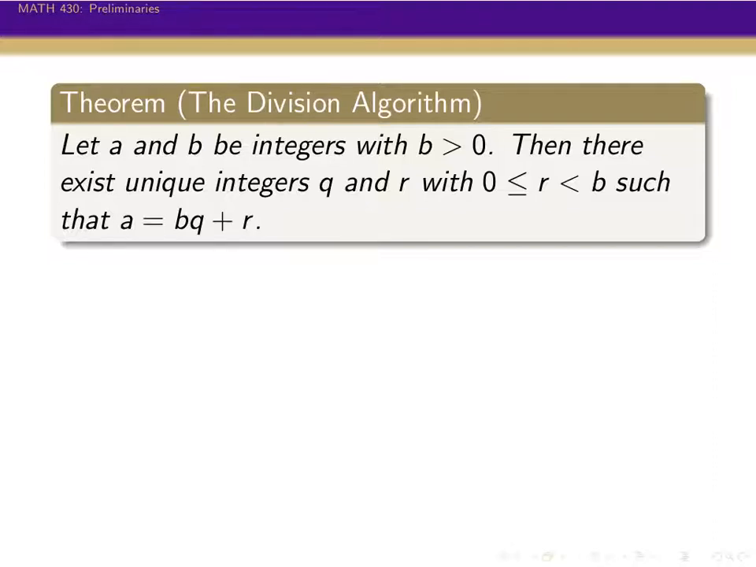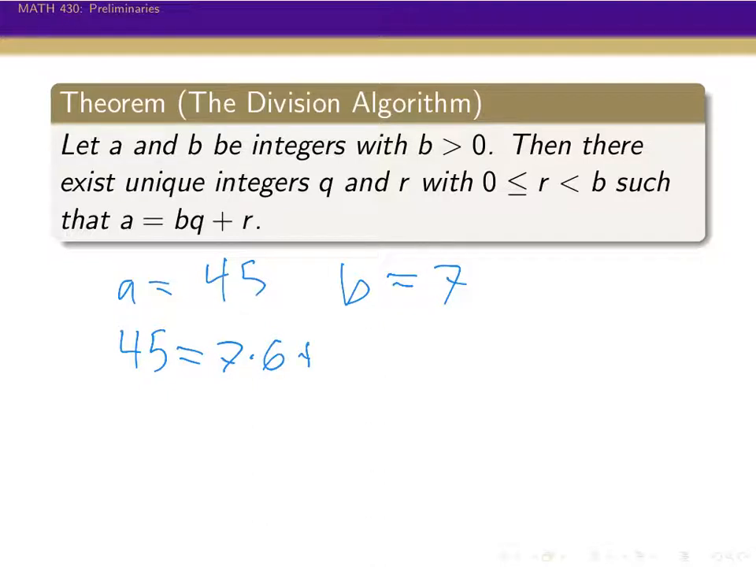So this is just a very formal way of writing out what you learned when you did division, say, in fourth grade. As an example, let a be 45 and b be equal to 7. Well, we can write 45 is equal to 7 times 6, that gives me 42, and then I need to add 3 more. So in this case, our q is equal to 6 and our r is equal to 3.